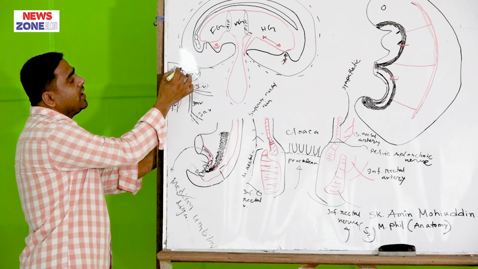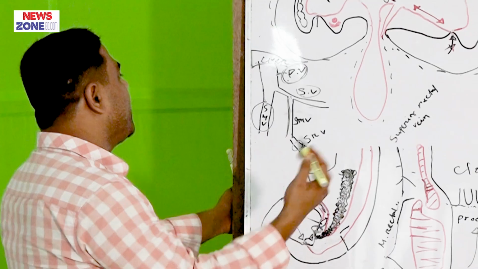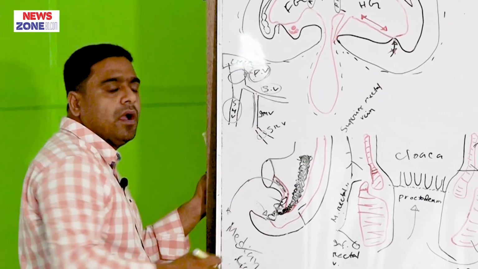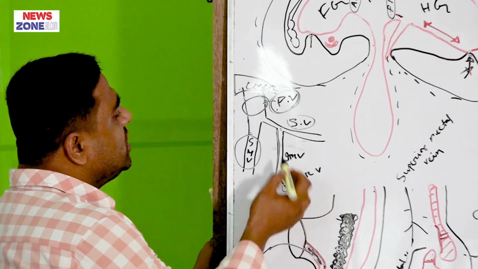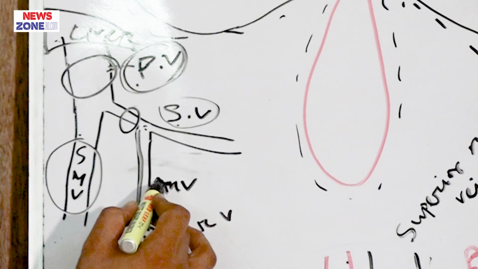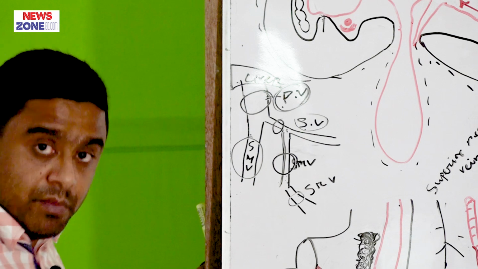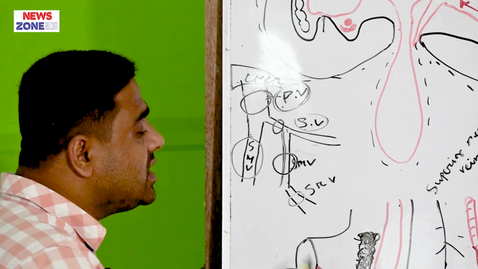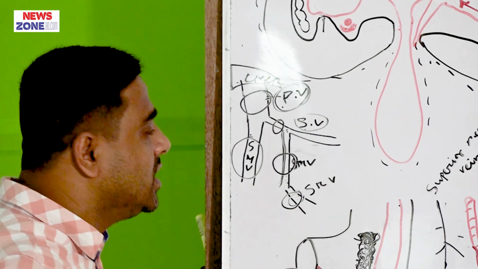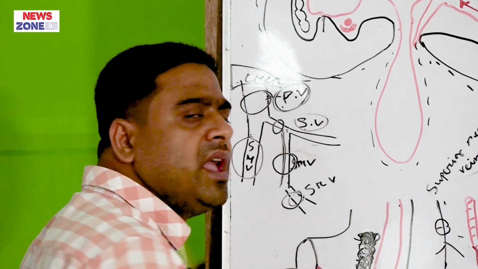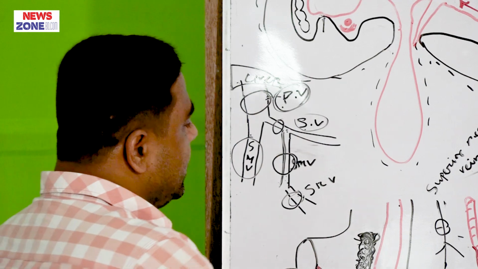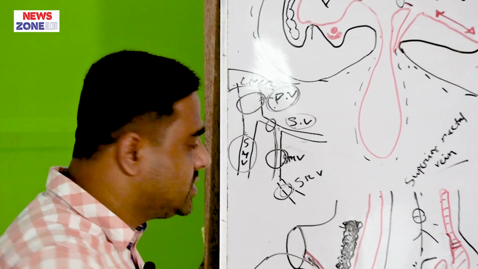That portal vein goes into the liver. So, if any pressure increases within the portal vein, or portal hypertension develops, then what will happen? The pressure within the splenic vein will increase, then the pressure within the inferior mesenteric vein may increase, and finally the pressure within the superior rectal vein will increase. If the pressure within the superior rectal vein increases, then the superior rectal vein will be engorged and dilated, and it is known as hemorrhoids.